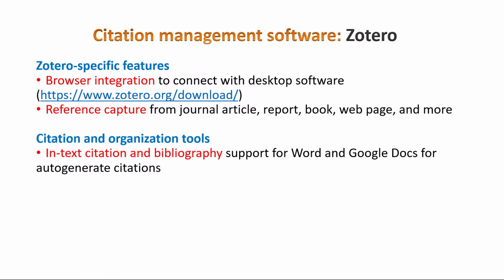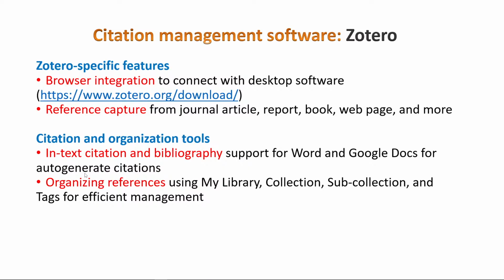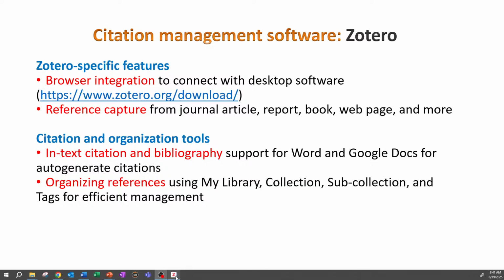Let's see how we are doing in timing. Okay, timing is okay. So we see how to do in-text citation and bibliography, support for Word document and Google Docs. So in Google Docs you can do the same. Organize referencing using my library, collection, sub-collection, and tags for efficient management. So I showed you this already.